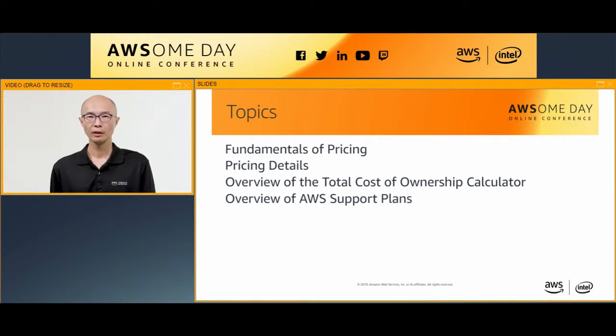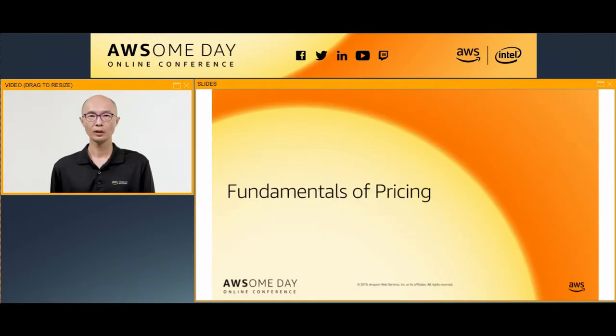Briefly, these are 4 areas we will touch on in this section: fundamentals of pricing, pricing details, overview of the total cost of ownership calculator, overview of AWS support plans. First up, fundamentals of pricing.